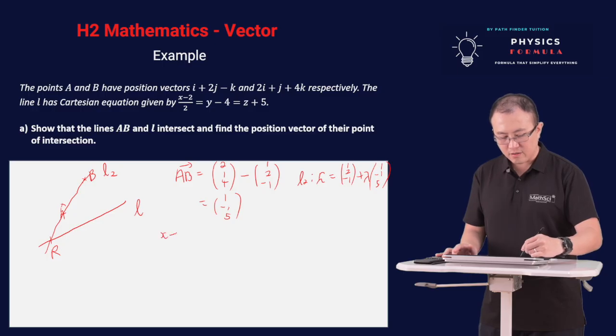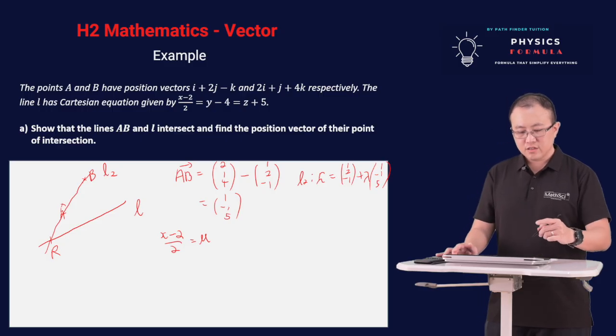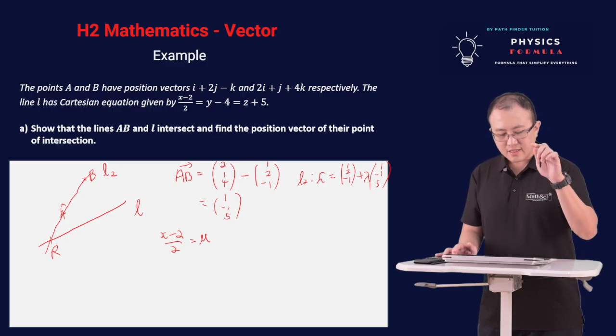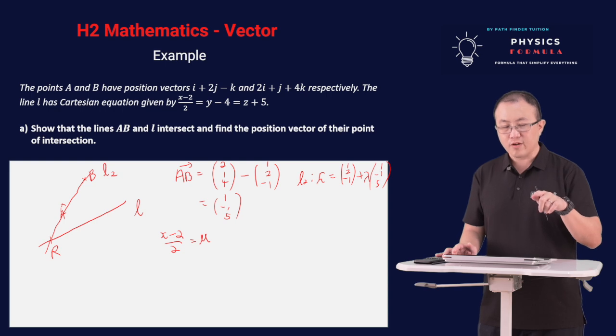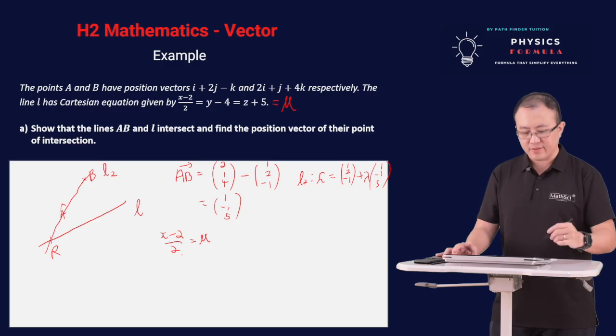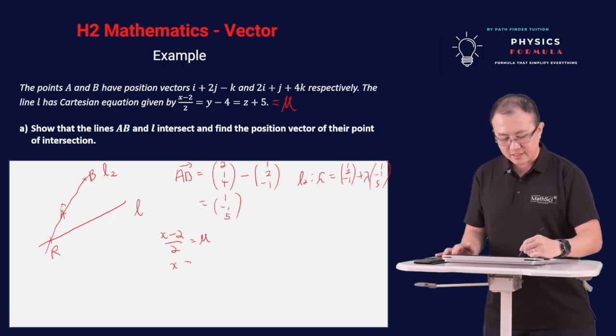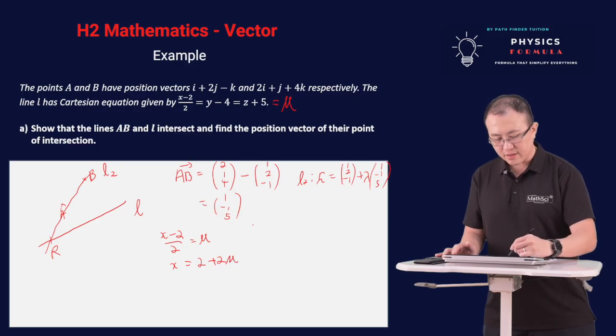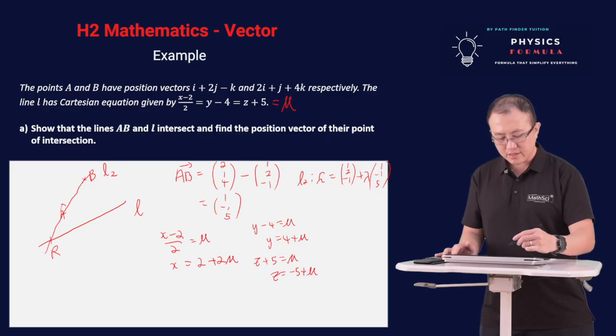So what we will do is that I will equate (x minus 2) over 2 to be equals to mu. So what really happened here is that this (x minus 2) over 2, y minus 4, and z plus 5, is in fact everything equals to mu. Think of it that way. Then after that, I can make x a subject here. I'm going to get 2 plus 2 mu. Let's do that for y as well. So y minus 4 equals to mu, so y will be equals to 4 plus mu. Then, of course, last but not least, z plus 5 equals to mu, and z will be equals to negative 5 plus mu. So we are done.